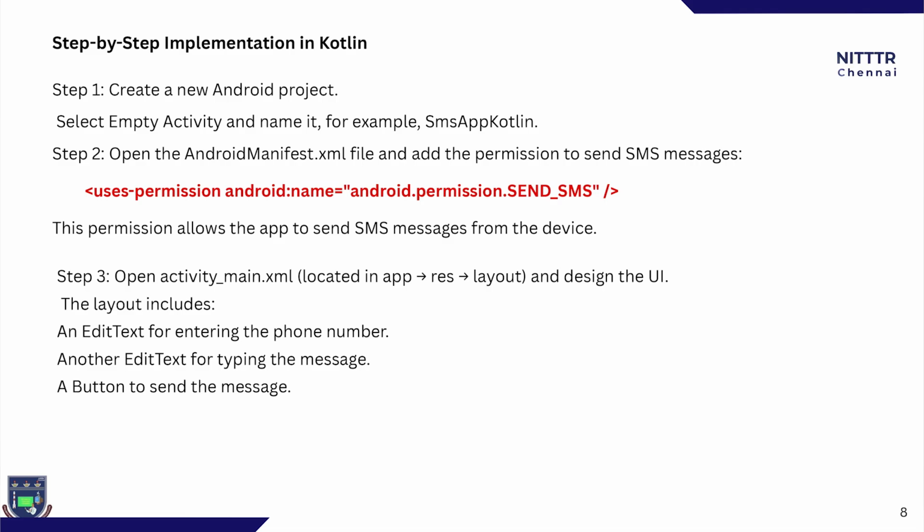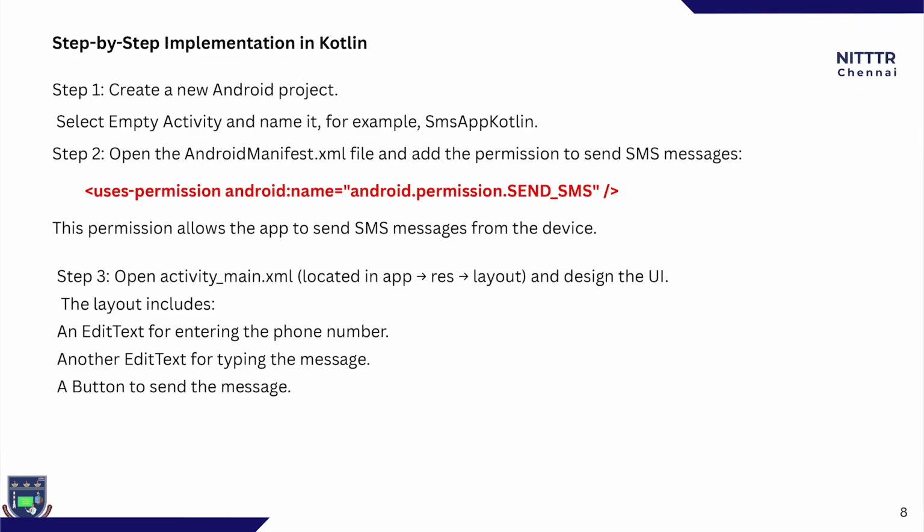The first step is to create a new Android project. For this, we select Empty Activity and name it, for example, SMSApplicationKotlin. The second step: open the AndroidManifest.xml file and add the permission to send SMS messages. The statement is uses-permission android:name equal to android.permission.SEND_SMS. This permission allows the application to send SMS messages from the device.